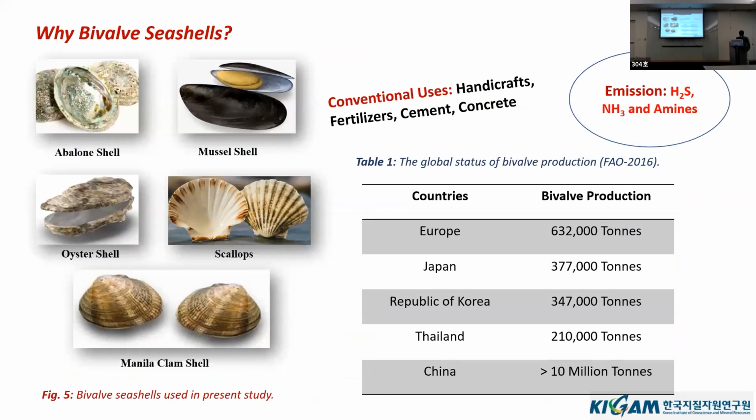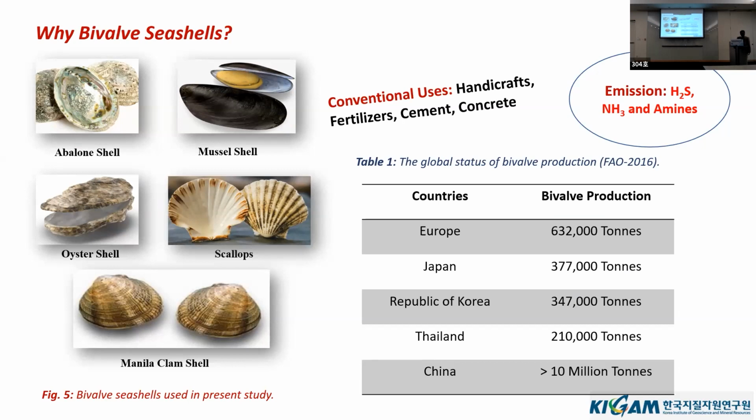Now, another question is why we choose seashells. Actually, seashells are composed of calcium carbonate, and it's better not to consider them as a waste, but to consider them as a resource. But these days, these wastes are being dumped in landfills or open spaces, and in the open spaces, they can emit hydrogen sulfide or ammonia and other amine gases.